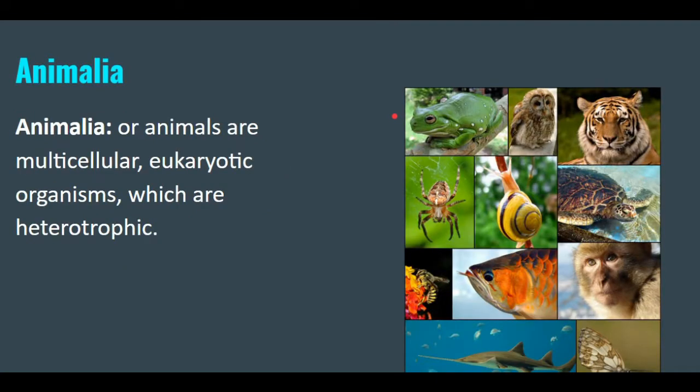So the Animalia kingdom or animal kingdom. So these organisms are multicellular. They actually do not have a photosynthetic pigment, so they are heterotrophic, which means that they feed on other organisms for their own food. They are further divided into herbivores and carnivores. So animals are multicellular eukaryotic organisms which are heterotrophic.